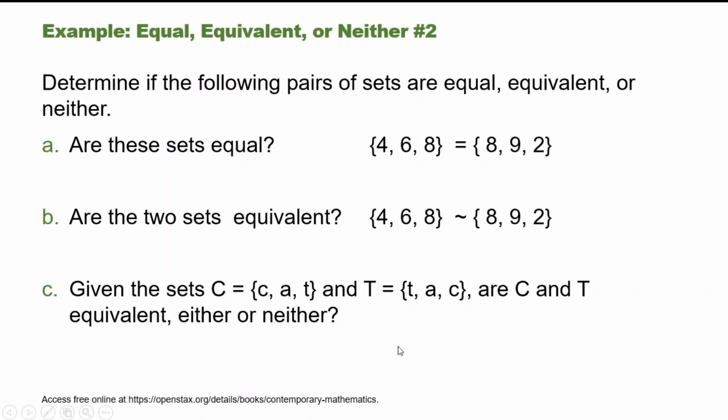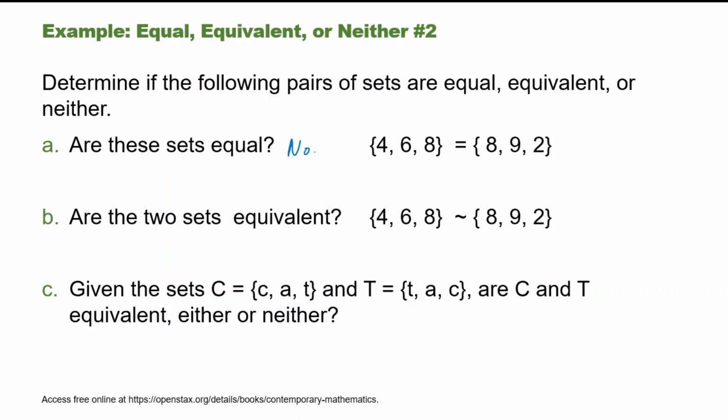Example, equal, equivalent, or neither, number 2. Determine if the following pairs of sets are equal, equivalent, or neither. Part A, are these sets equal? You have the set containing 4, 6, 8 equal to the set containing 8, 9, and 2. These are not equal. So, no, they are not equal. Because some of the elements are different, right? So they both contain the element 8, but they don't both contain the element 9, for instance.